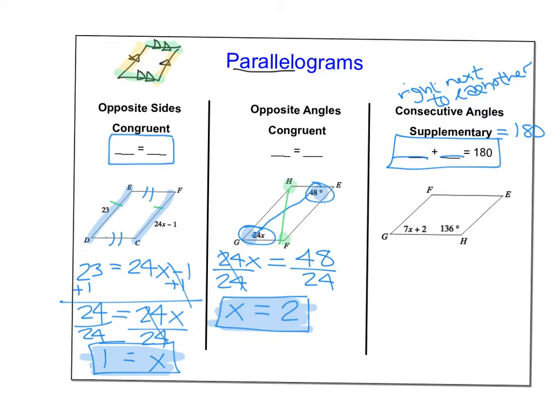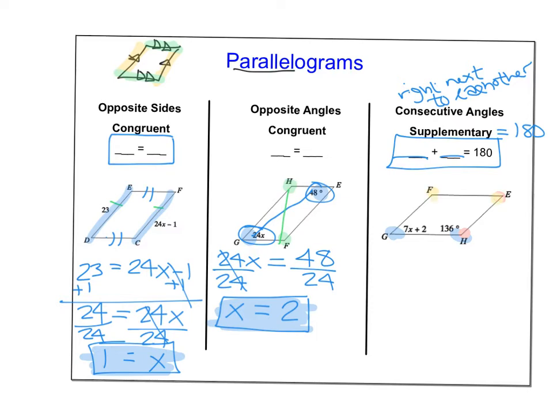So an example of supplementary angles in this case is angle G and H. They are right next to each other. We could also have angles H and E would be supplementary because they'd be consecutive, one right after the other.